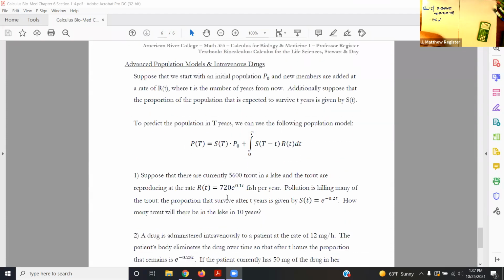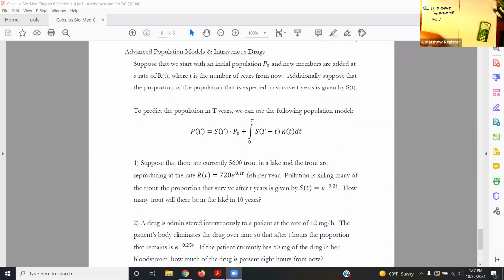The last application problem we have is one which is using an advanced population model. And there are a ton of advanced population models. This is just one of them. And it's a pretty good one. This is one which deals with the idea of new elements being added into a system while elements are also being removed from a system. So if we know how elements are increasing and decreasing with time, we can actually create a fairly nice model.